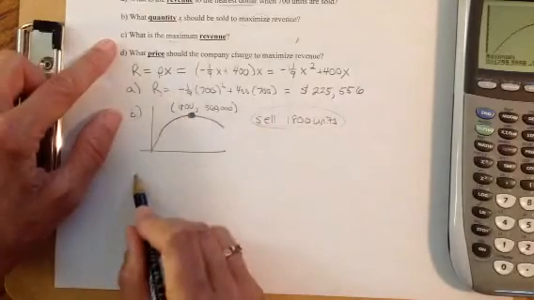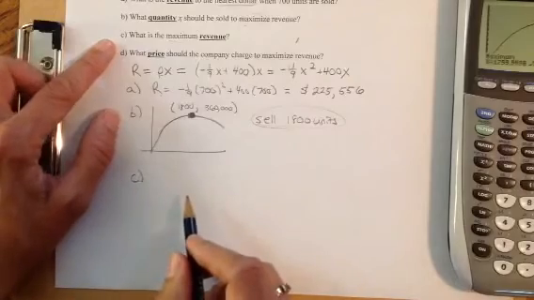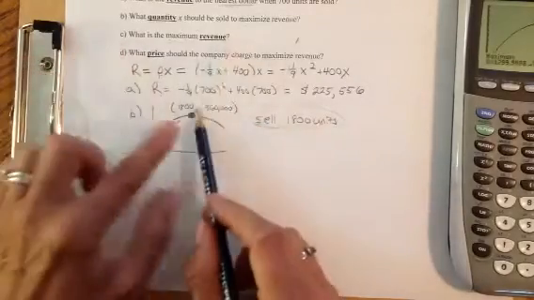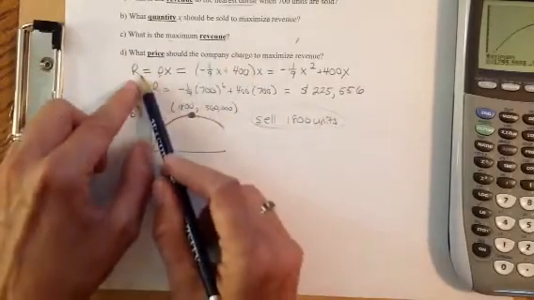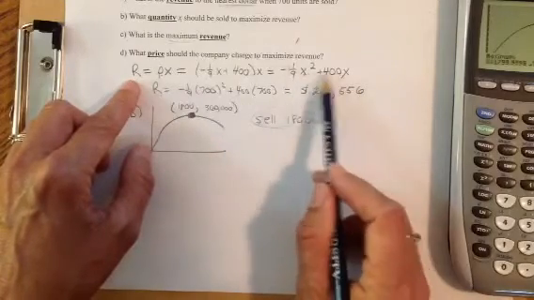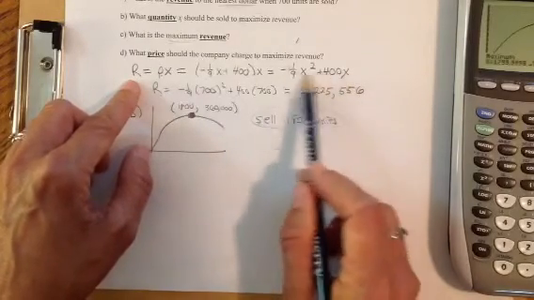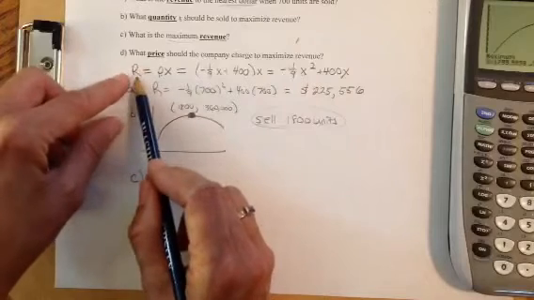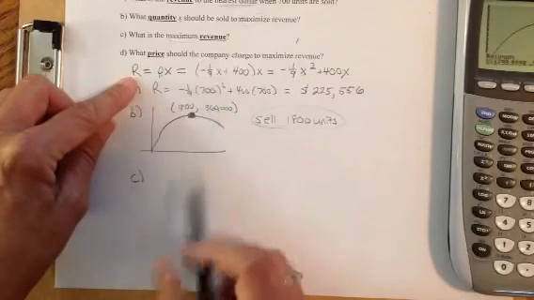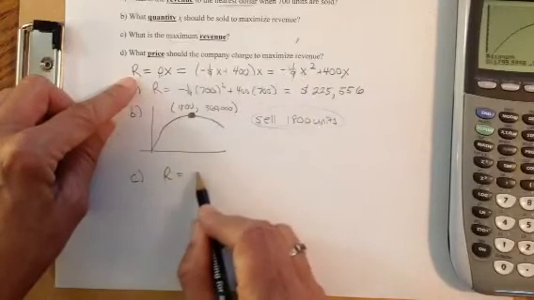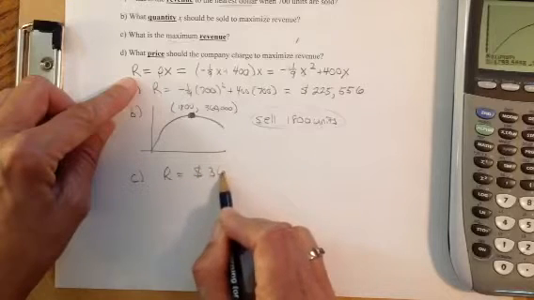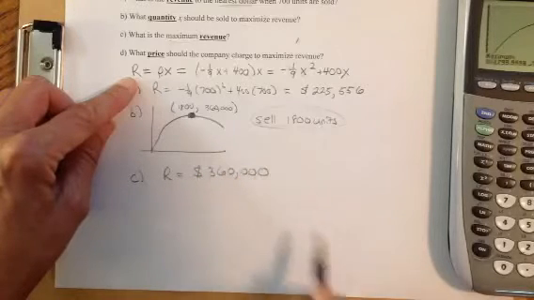Now what about part C? What is the maximum revenue? Okay, now what is it that we graphed here? We graphed this equation. X is what we sell, and the Y value was revenue. So this is my revenue. The max revenue, and again that should be money, $360,000.